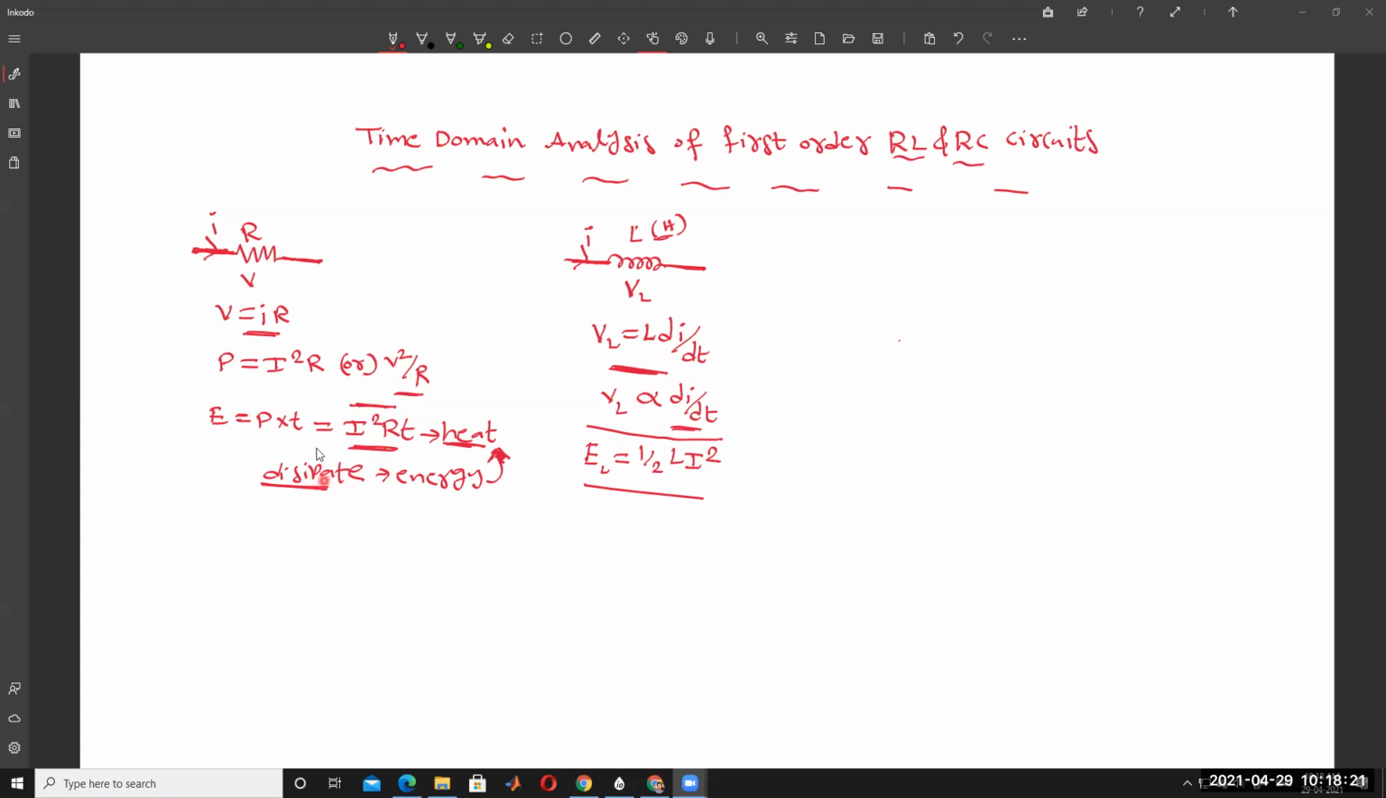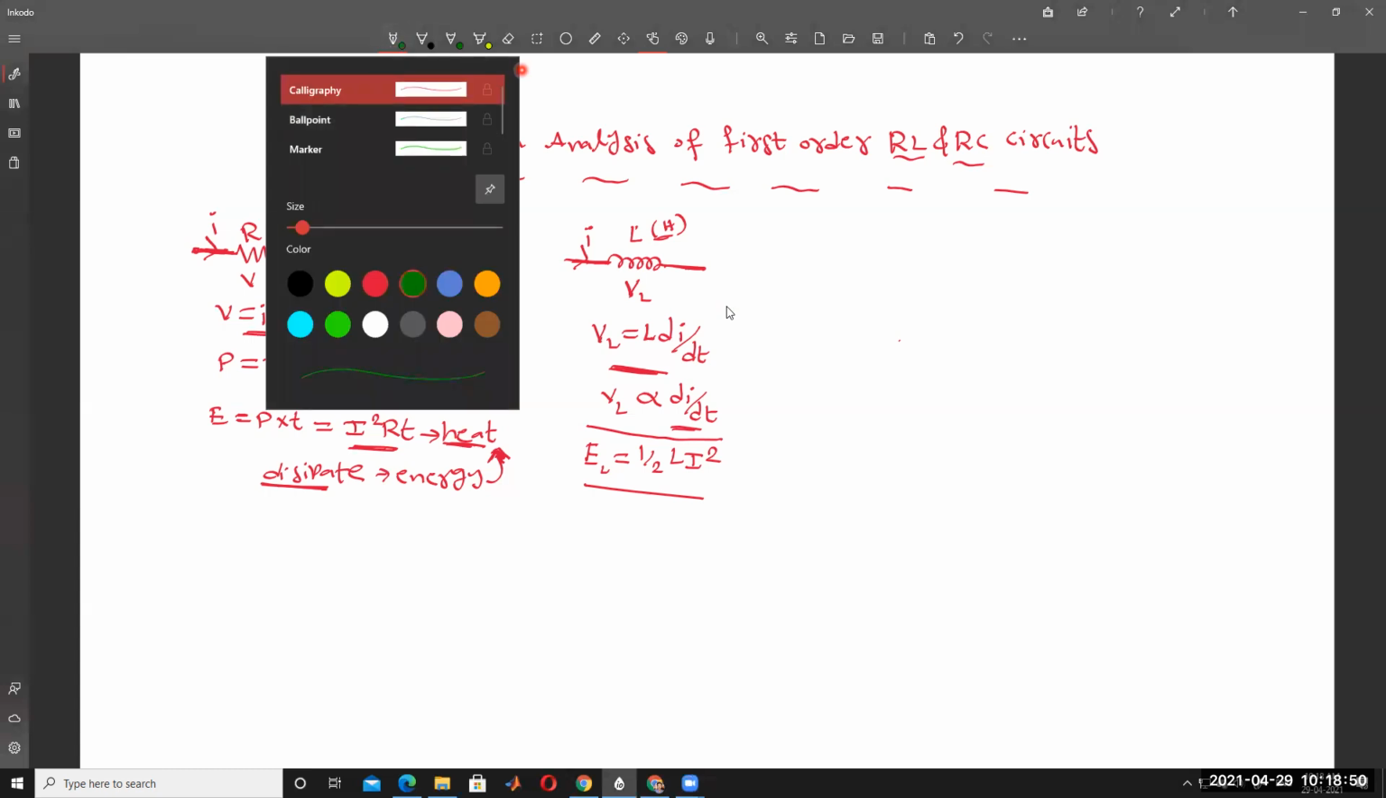It dissipates the energy in the form of heat. It is not a storage device. Coming to the inductor, it stores the energy in the form of magnetic field, electromagnetic field. The energy stored is E_L is equal to half L i square.